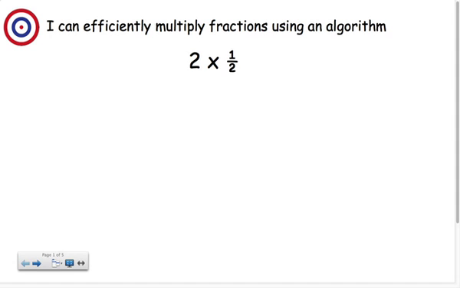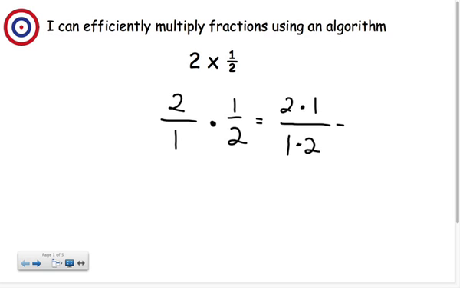of 1/2. The way that we use an algorithm is to make 2, the whole number, a fraction. Any whole number that's divided by 1 is still the same whole number. And we're going to multiply by 1/2. Now the algorithm, believe it or not, is literally multiply the numerator by the numerator and the denominator by the denominator. So in this case, what we're going to have is 2 times 1 over 1 times 2. And if I do 2 times 1, I get 2. And 1 times 2 is 2. Well, 2 halves is the same thing as 1. So 2 times 1/2 is 1.